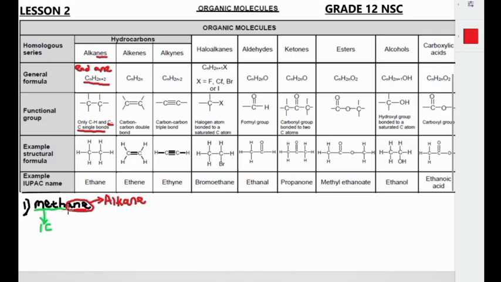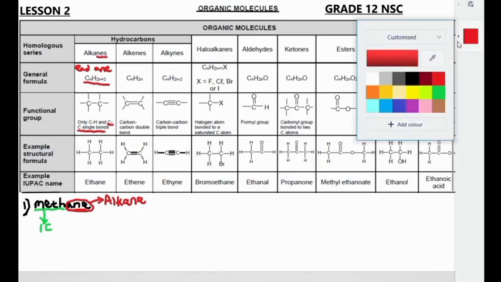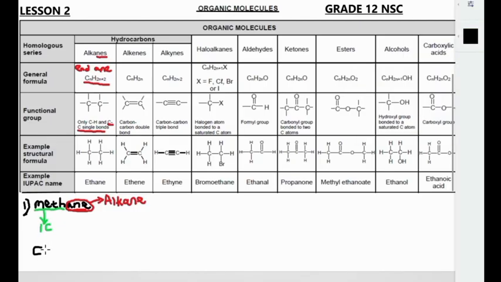Now let's look at the structural formula of this, all right? Because remember we said meth means one carbon. So let's look at this carbon atom. We have only one carbon, right? Can you see that? But then remember, this carbon must be bonded to the hydrogen atoms. So this carbon will be bonded to the first hydrogen there.